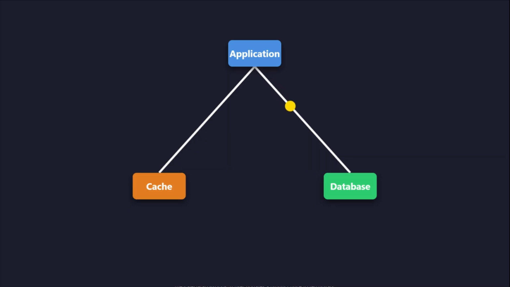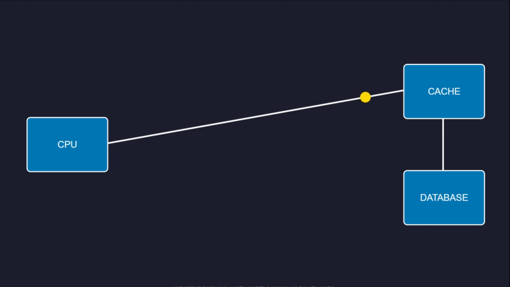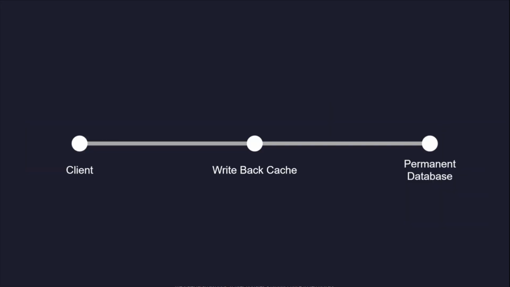Write-around caching sends data directly to the database, skipping the cache entirely. This prevents the cache from being flooded with data that might not be read again for a long time. In a write-around setup, the first read after an update results in a cache miss. The system must then fetch the data from the database and populate the cache for future reads.